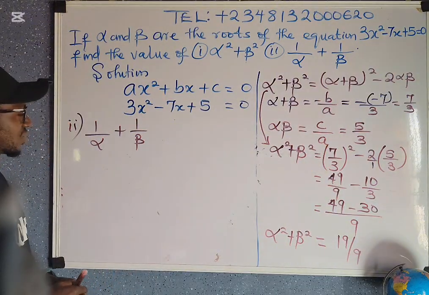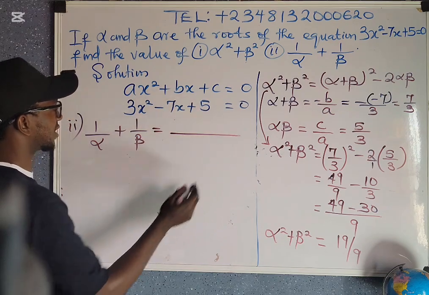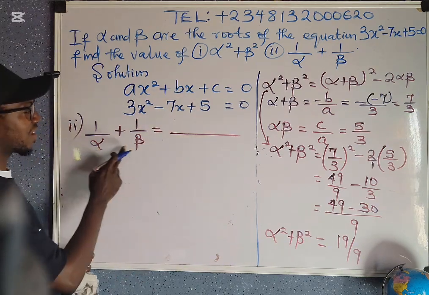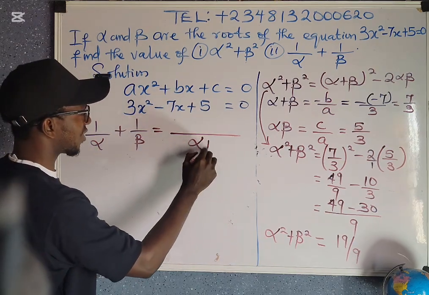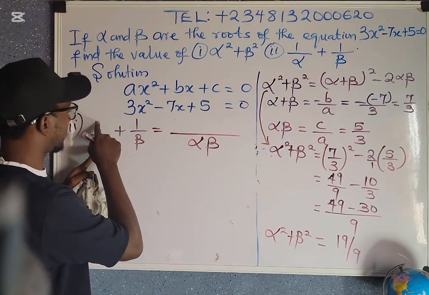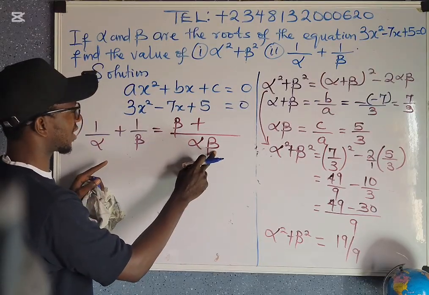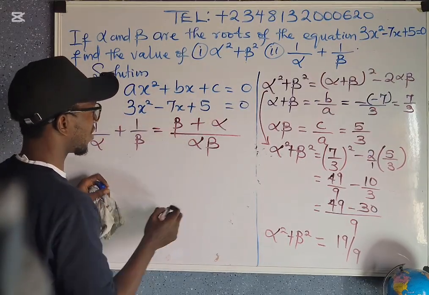So for this question now, the thing I can do is to first of all find the LCM. Now the LCM of alpha and beta is alpha beta. So alpha in alpha beta is beta. Beta times 1 is beta, plus beta in alpha beta is alpha. Alpha times 1 is alpha.